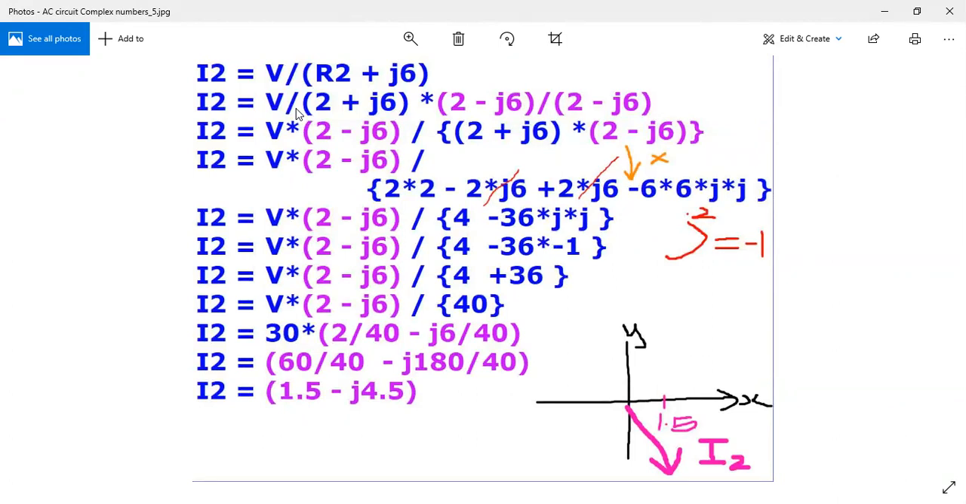We have Ohm's law again, voltage divided by impedance. Our impedance is in two dimensions. We cannot directly solve a division with complex numbers. So what we do is use the trick of the complex conjugate to multiply the top and the bottom of our fraction, the numerator and denominator, by the complex conjugate of the denominator. In this case, we're multiplying top and bottom by 2 minus 6j.